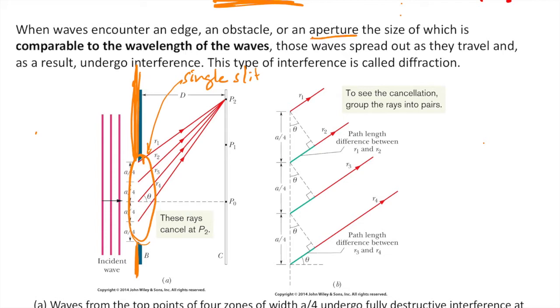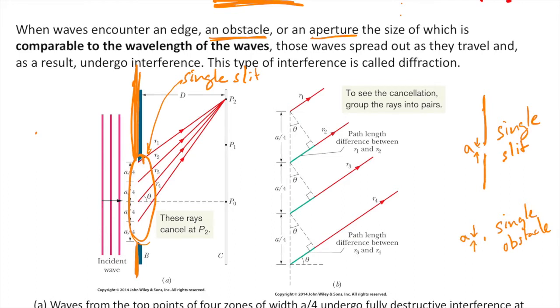Okay. So we call it a single slit, but actually the math is totally the same if it's an obstacle. So you can do this for a single slit, and in that case, the slit has a width of A. We're using the letter A. You can also use this for a single obstacle, and that's for, again, if the obstacle has a width A.